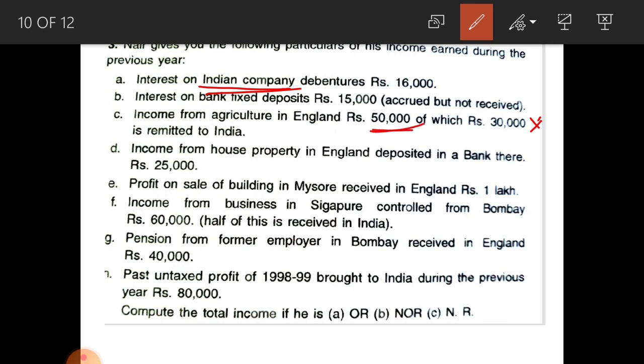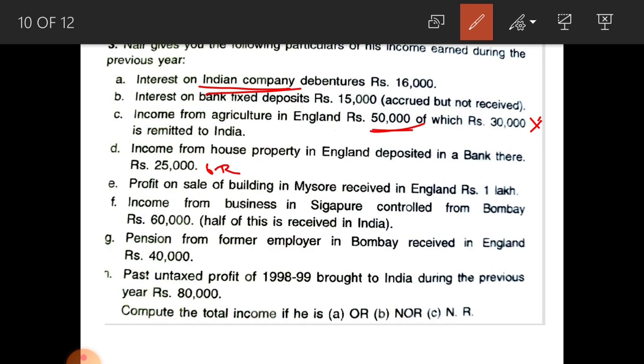Next one, income from house property in England, deposited in a bank there, rupees 25,000. Only an ordinary resident must pay tax, because this income is not at all related to India. It is not received in India or accrued in India. That is why only an ordinary resident must pay tax on such income.